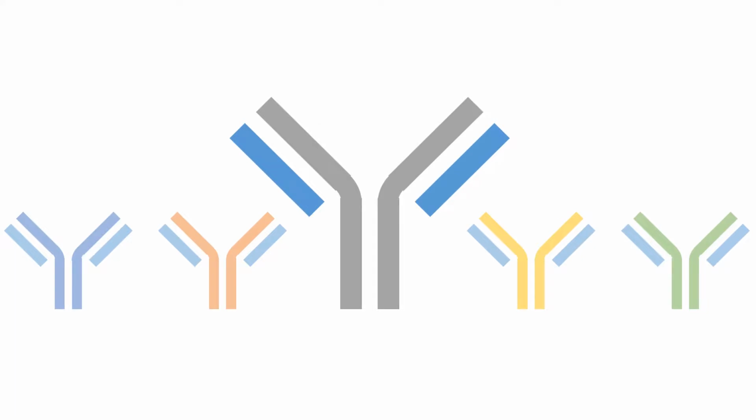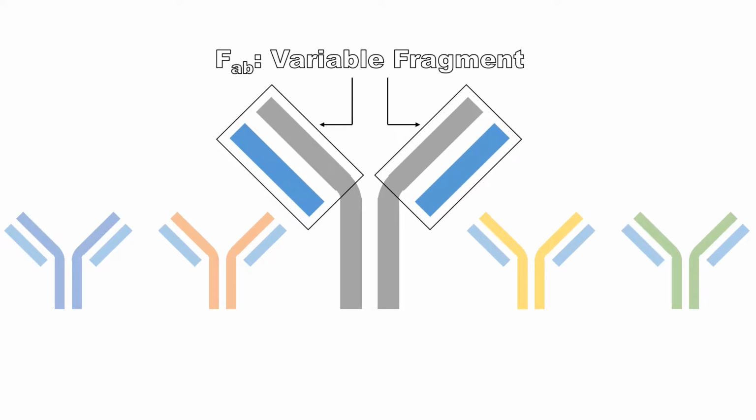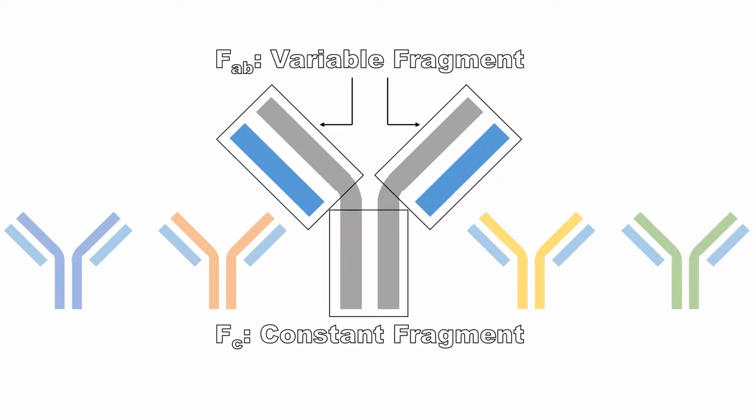The upper region of the heavy chain, together with the light chain, makes up the variable fragment, Fab, which recognizes and binds to the antigen and varies from B cell to B cell. The lower region of the heavy chain is always the same and is known as the constant fragment, Fc.